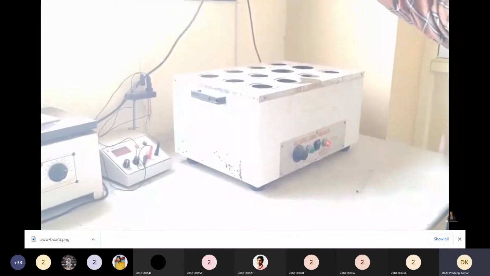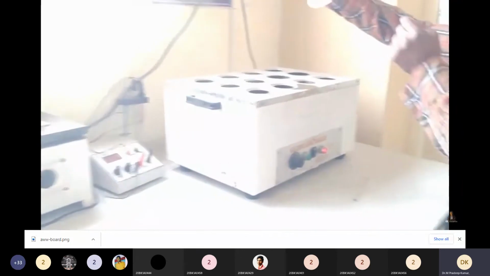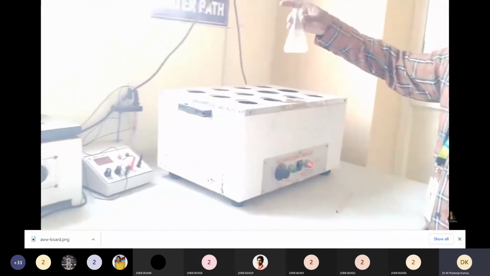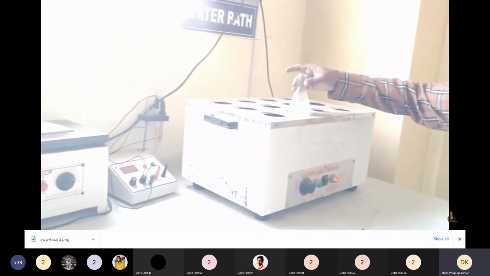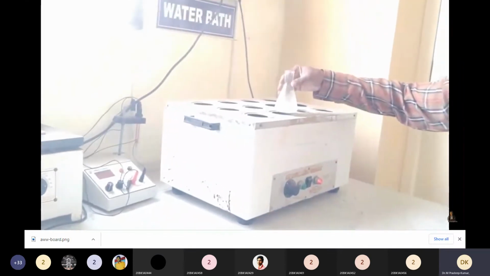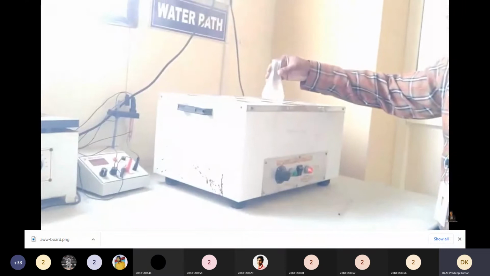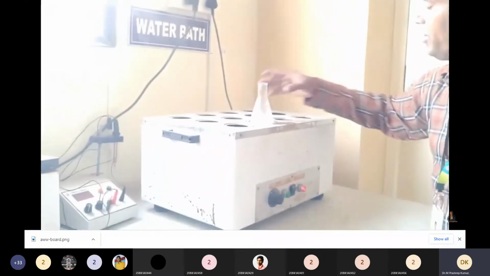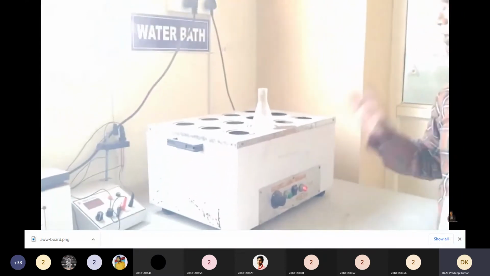What is there in this? Salicylic acid, acetic anhydride, as well as 5 drops of phosphoric acid. You keep it for 10 minutes on the water bath. In between, we have to shake it sometimes like this, every 1 or 2 minutes, for 10 minutes.